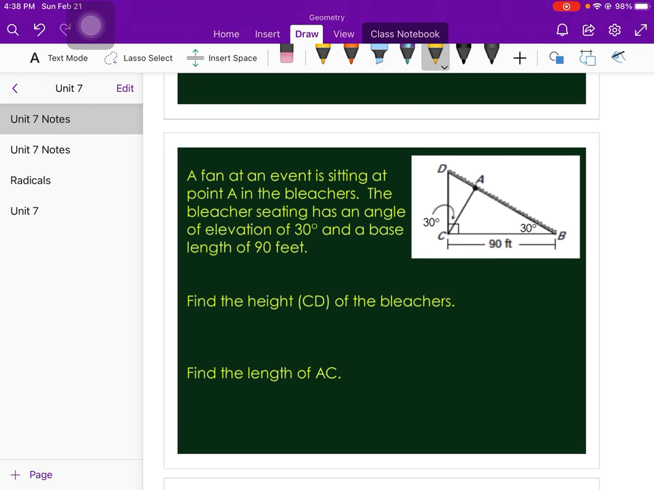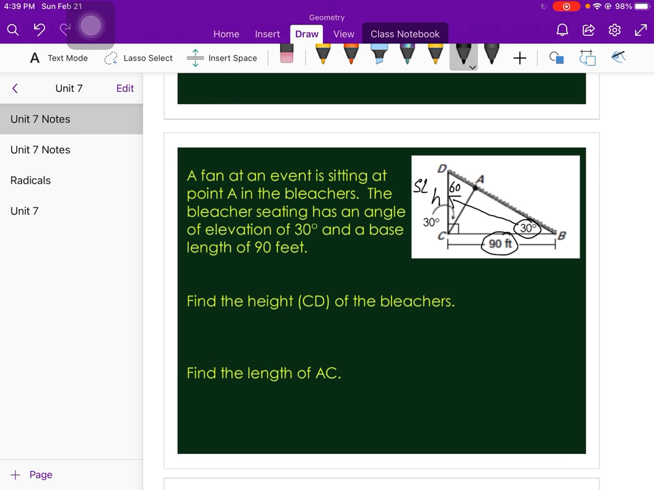Okay, one more here. A fan in an event is sitting at point A in the bleachers. The bleacher seating has an angle of elevation of 30 degrees and a base length of 90 feet. So we want to find the height of CD, which is for the bleachers, and then find the length of AC. So the thing that we have to think about is, how are we going to find the height, this chunk right here first? Well, this is 30 degrees. So across from 30 is going to be the short leg. So we're going to call this H. And to find that, we need to use this value here.